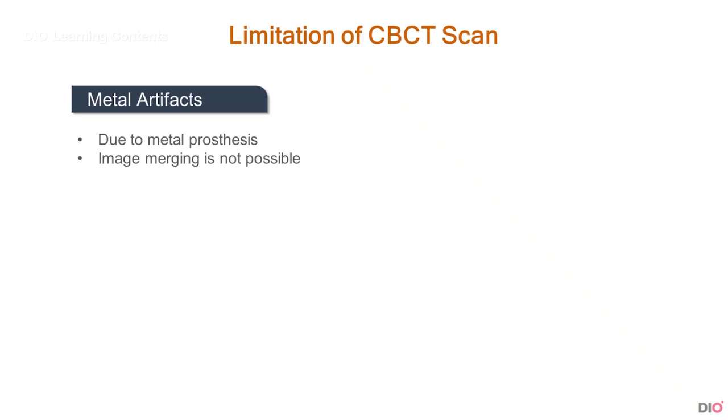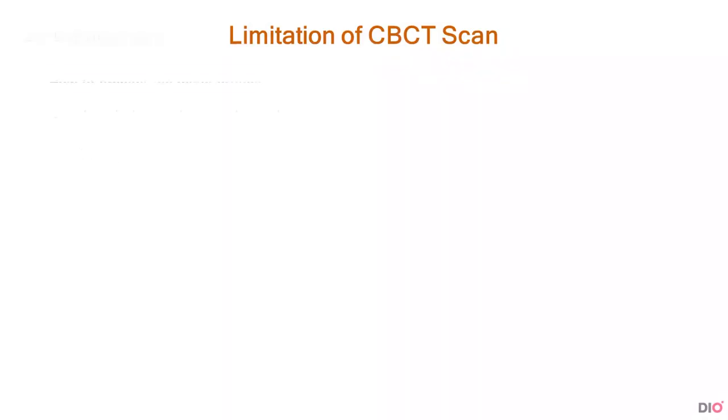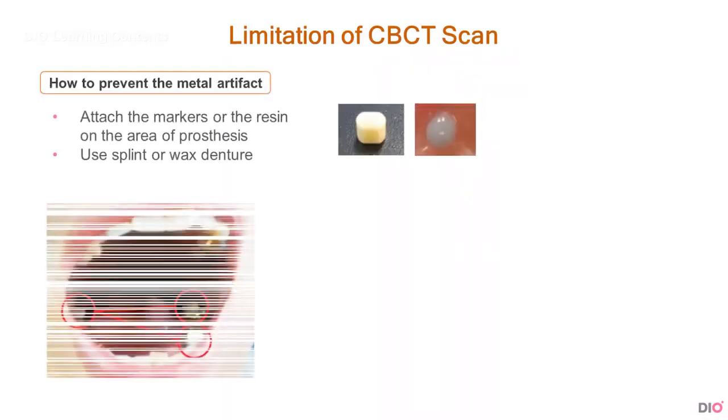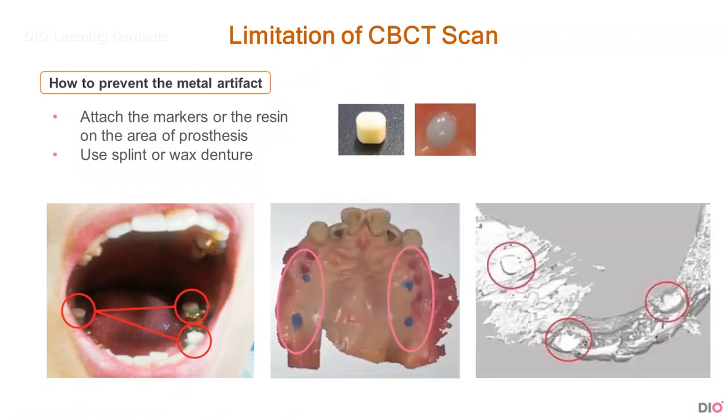Metal artifacts are caused by metal prosthesis. As you can see in the picture, the scan around the metal prosthesis is disfigured, so it is not possible to specify the exact merging point. Therefore, the important planning process cannot be processed. We put a marker on the metal prosthesis, scan with the oral scanner and then take a CT without moving the marker. After everything is scanned, the marker can be used to align the CT image and the oral scan image. This can also be used in a splint or wax denture.